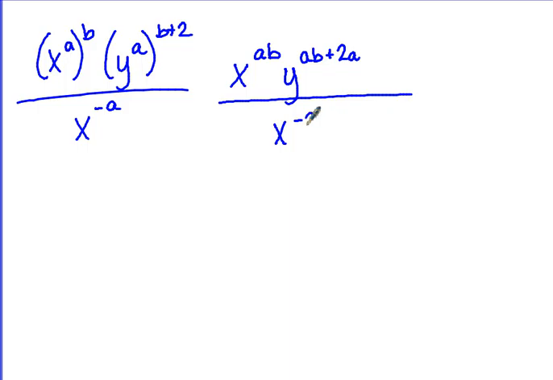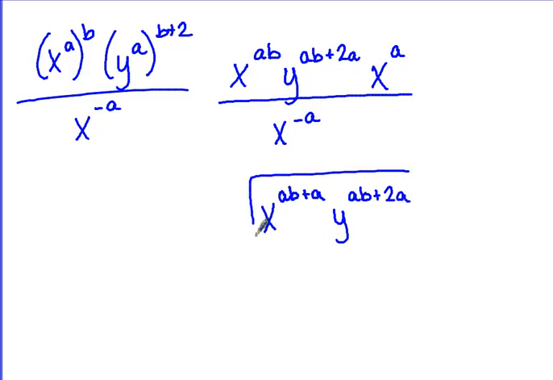Now, in the denominator, we have this x to the negative a. Keep in mind that in order to get rid of a negative exponent, we move it to the top and can make it positive. So it's actually going to be x to the positive a. And then we're just going to combine our like bases. So for our x terms, ab plus a, there's no simplifying we can do, so it's going to be x to the ab plus a, and then y to the ab plus 2a. And that is the solution in simplified form.